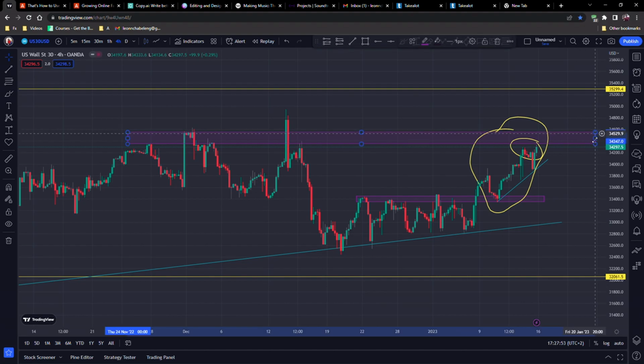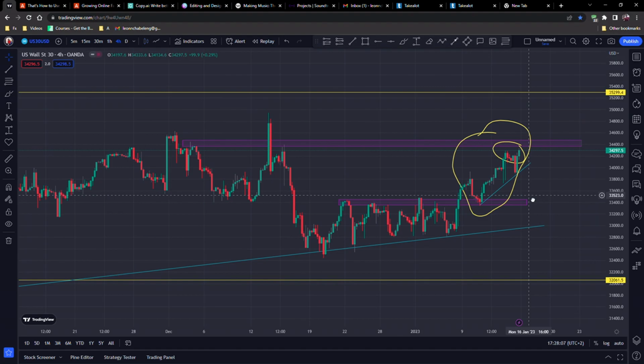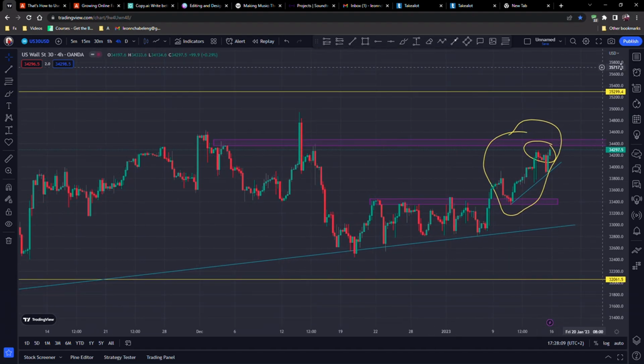Let's adjust this properly. Let's just adjust it like that. Yeah, we're gonna leave it to that adjustment. But yeah, that's gonna be it for US30 for the week.